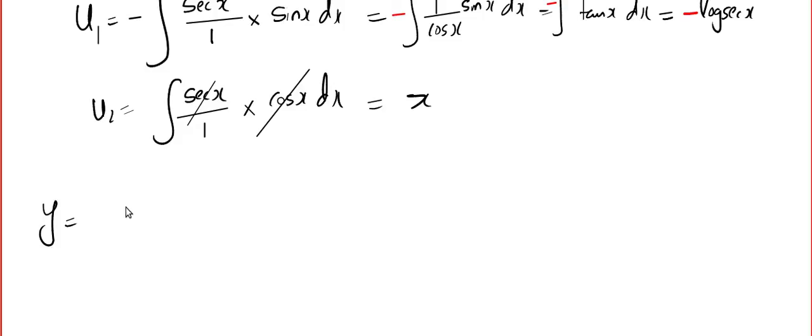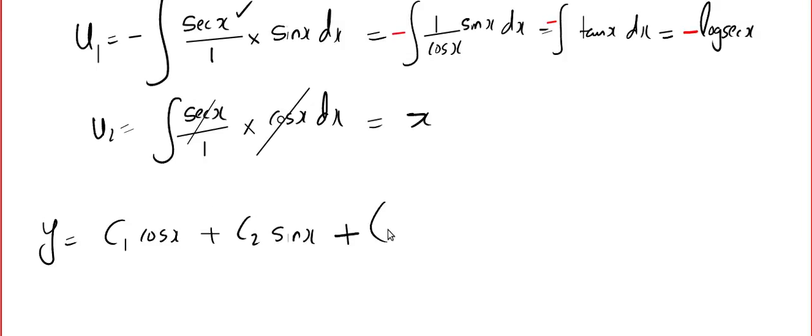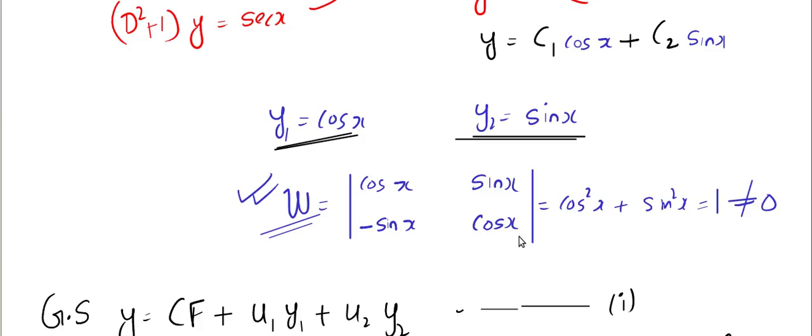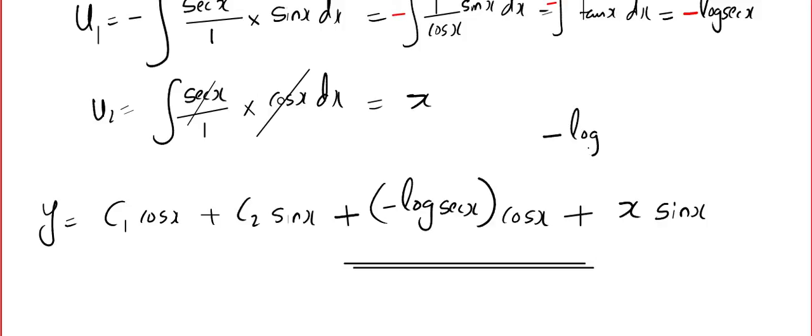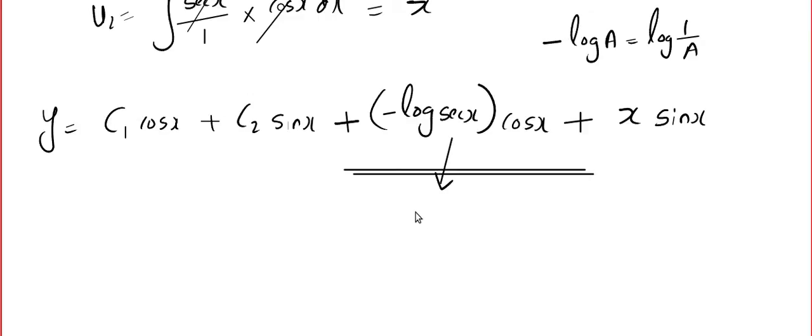So you can write y equal to CF, which we already wrote, c1 cos x plus c2 sin x plus u1. What is u1? Minus log sec x times y1. Where is our y1? Cos x, plus u2 and y2. Done. That's it. If you want, you can manipulate a little bit, because minus log a is actually log 1 by a, and this can be simplified. It's not compulsory. If you feel like it, do it. You can make it log 1 by sec x, that is log cos x, and outside cos x. So you should put it like this, otherwise you'll feel like combining these things. Never ever do that.